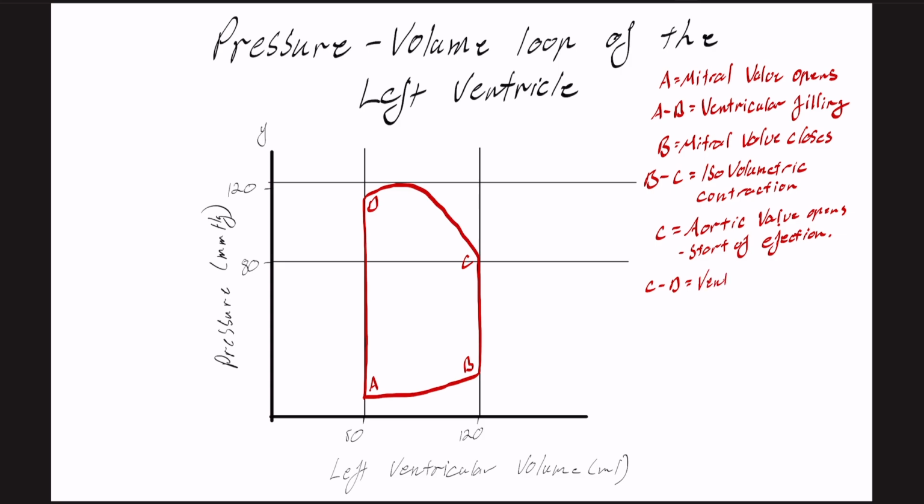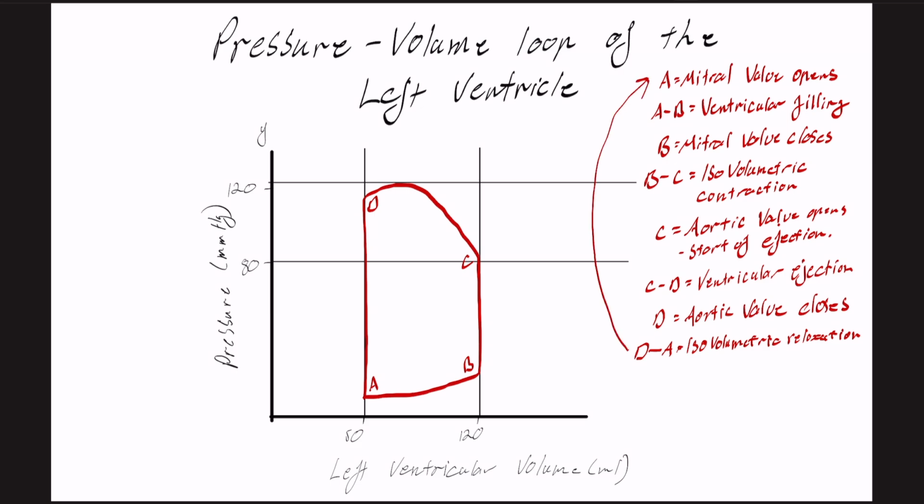So now C to D is ventricular ejection. You can see that pressure is building up, but the volume of the left ventricle is going down. So the ventricle is emptying itself into the aorta. Then at D, the aortic valve closes, and you can note that it just drops below the systolic blood pressure of 120. So now aortic pressure is greater than left ventricular pressure, so the aortic valve closes. At this point, isovolumetric relaxation begins, which means there's no volume change, but the ventricle relaxes. You can see that there's a rapid drop in pressure back down to A, and then the cycle repeats itself.